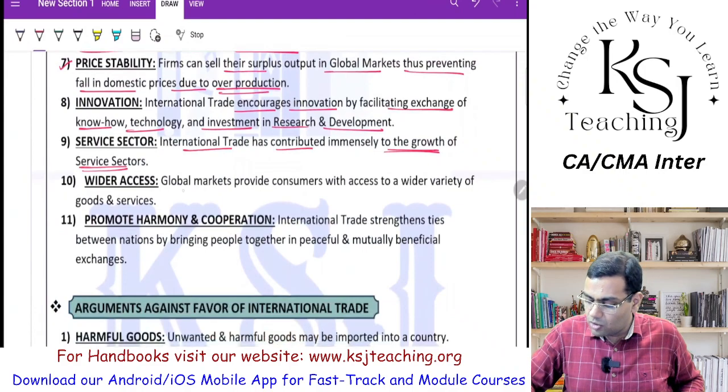Wider access. The global markets provide the consumers with access to a wider variety of goods and services.